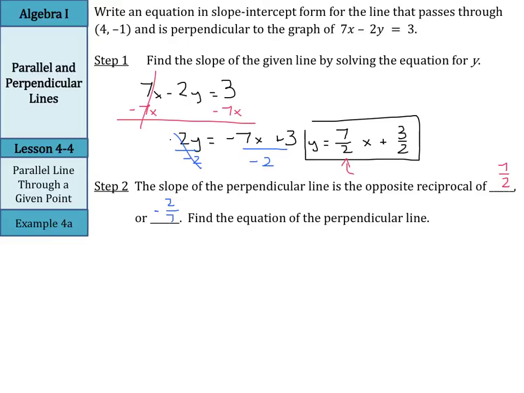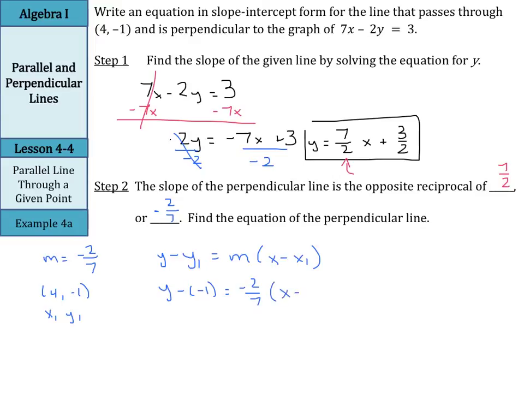So now we need to find the equation of the perpendicular line, and again, we're trying to get this into slope-intercept form. Our slope is -2/7. The point we're using is (4, -1). I can call that x1, y1, since I'm going to start in point-slope form. y minus y1 equals m times x minus x1. Make your substitutions in: y minus -1 equals -2/7 times x minus 4. Let's simplify: y plus 1 equals negative 2/7 times x minus 4.